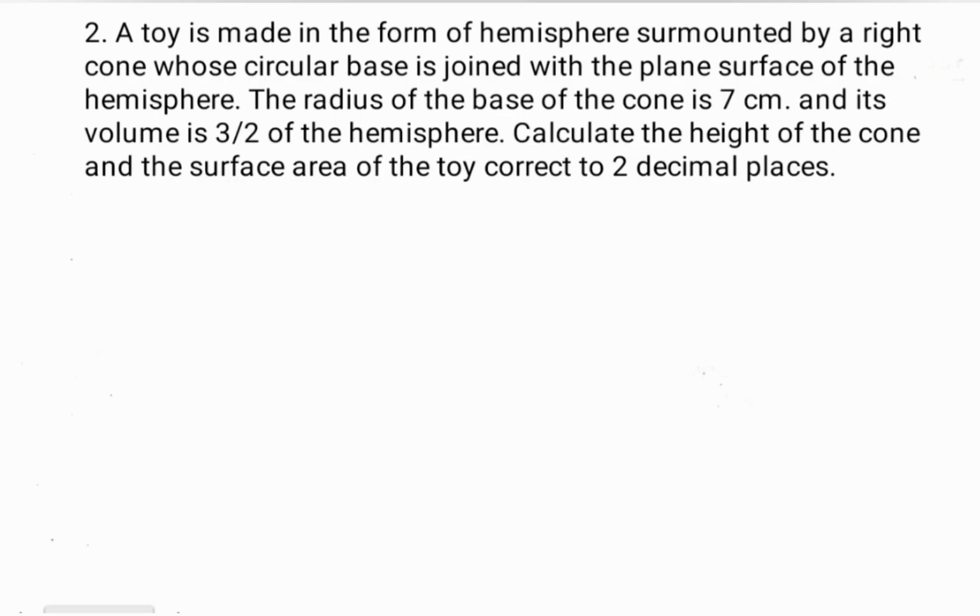A toy is made in the form of a hemisphere surmounted by a right cone whose circular base is joined with the plane surface area of the hemisphere. The radius of the base of the cone is 7 centimeter and its volume is 3 by 2 of the hemisphere. Calculate the height of the cone and the surface area of the toy correct to two decimal places.